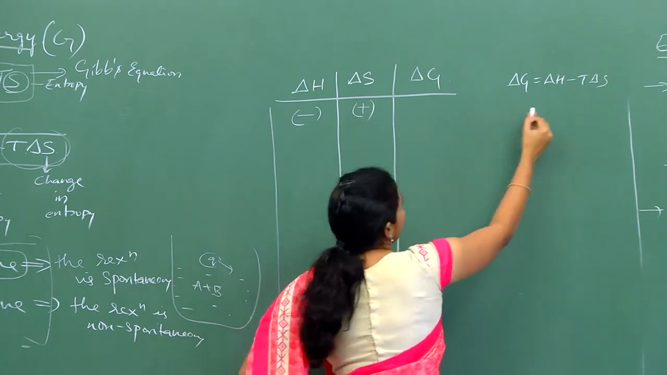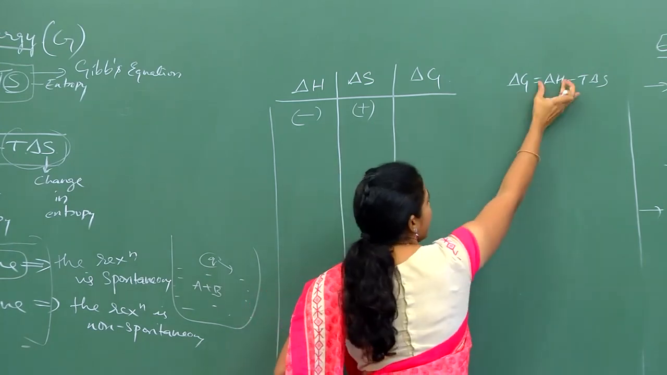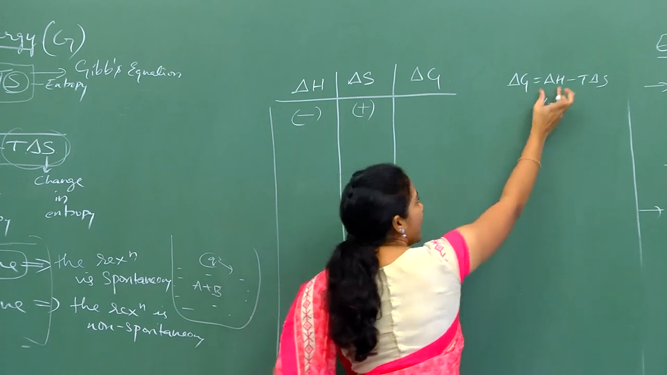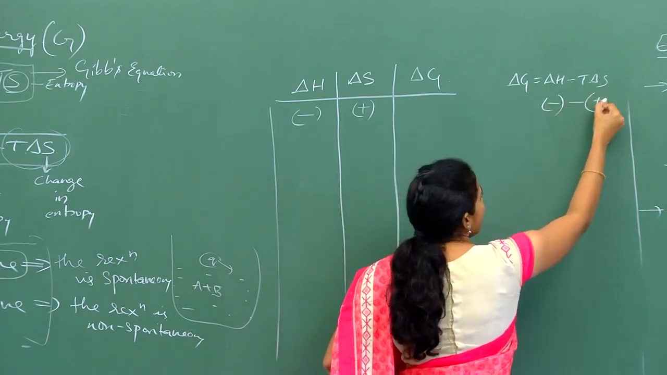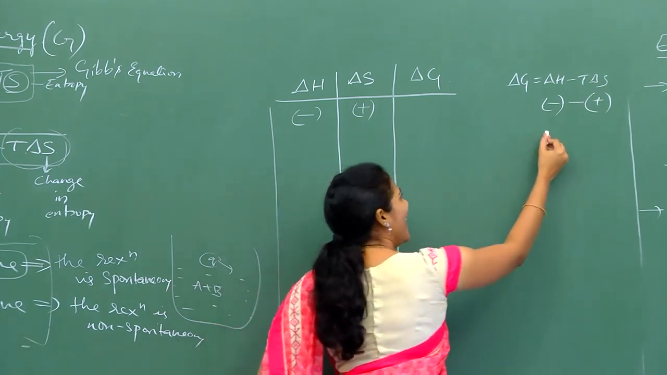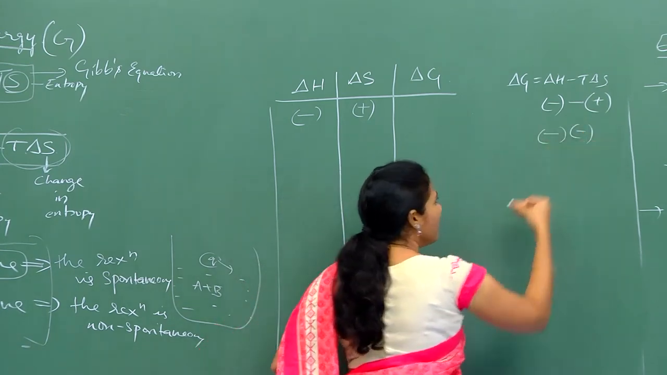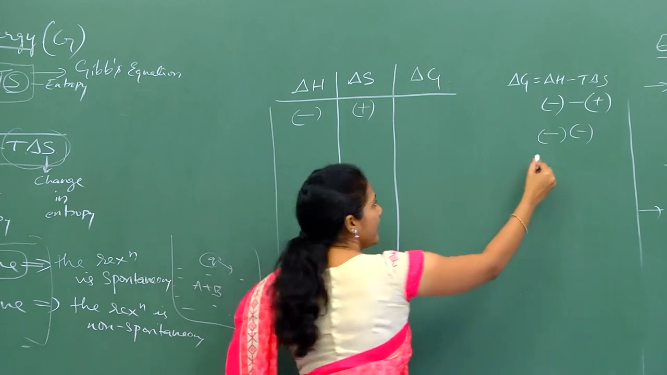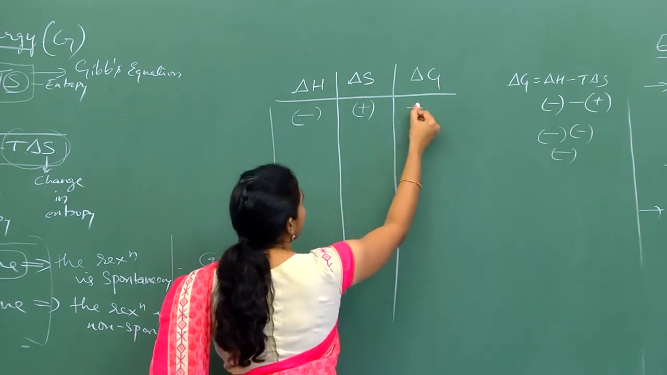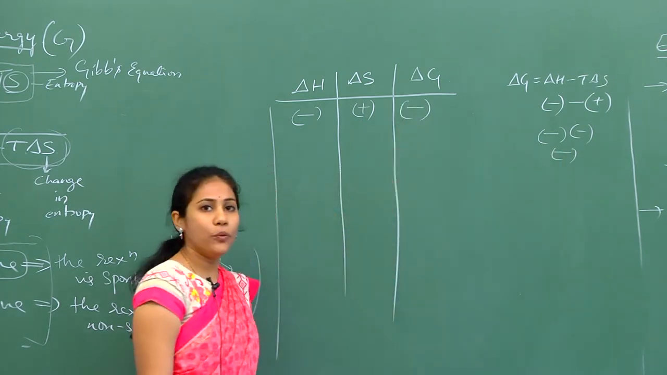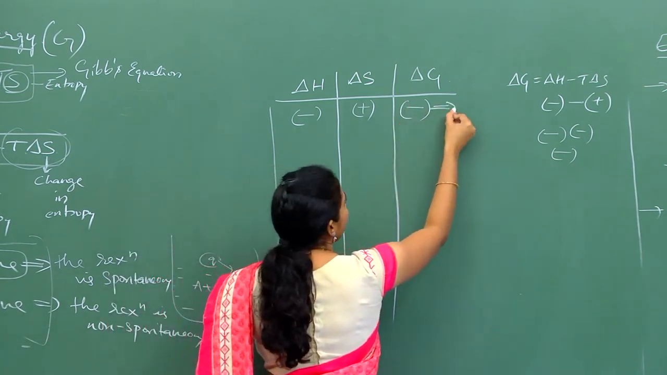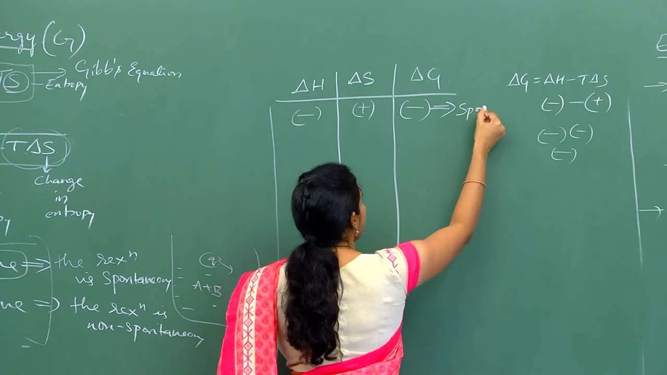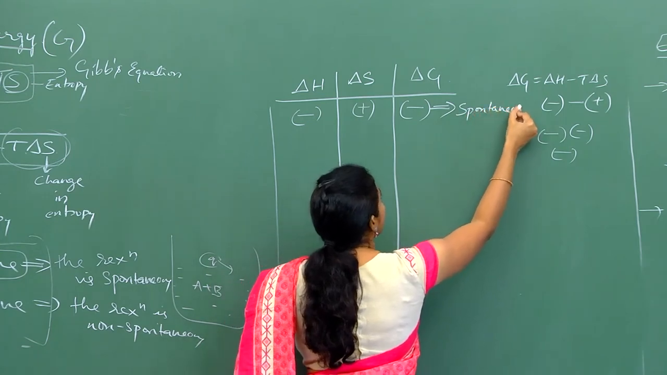Okay. Logically you apply the signs in the equation. What I said, whenever delta H is a negative value and whenever delta S is a positive value, then the final answer will be negative only, no? Definitely you will get a negative delta G value as the final answer. So whenever you get delta G negative, what does it mean? The reaction is spontaneous.